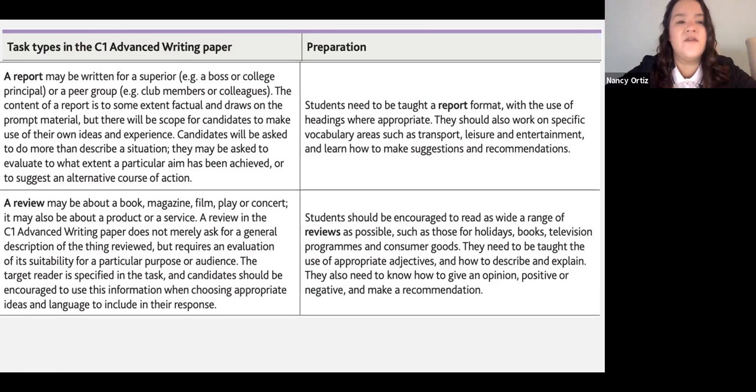Candidates will be asked to do more than describe a situation. They may be asked to evaluate to what extent a particular aim has been achieved and to suggest an alternative course of action. Okay, Bere, please read the preparation.